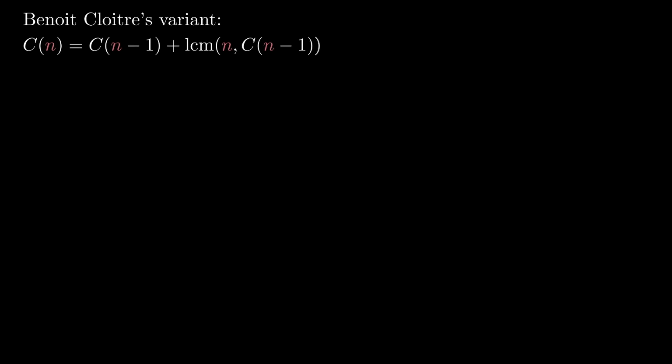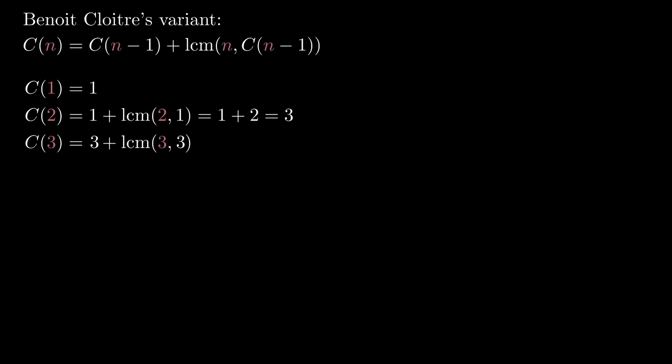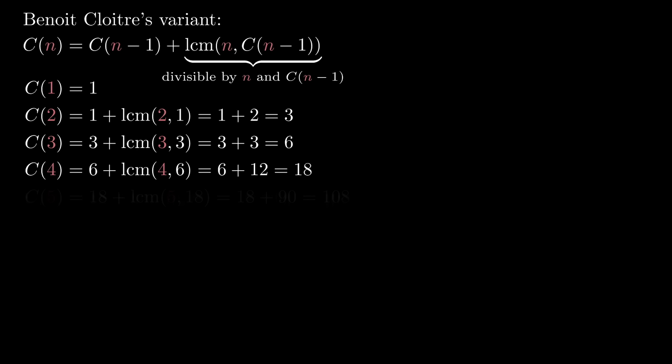Shortly after my paper appeared, Benoit Cloitre looked at an interesting variant that we'll call C of n. He replaced the greatest common divisor with the least common multiple. Starting with the initial term 1, we don't get a boring sequence. The first LCM is 2. The next LCM is 3. The LCM is never 1 here, since the LCM of n and C of n minus 1 is divisible by both n and C of n minus 1.